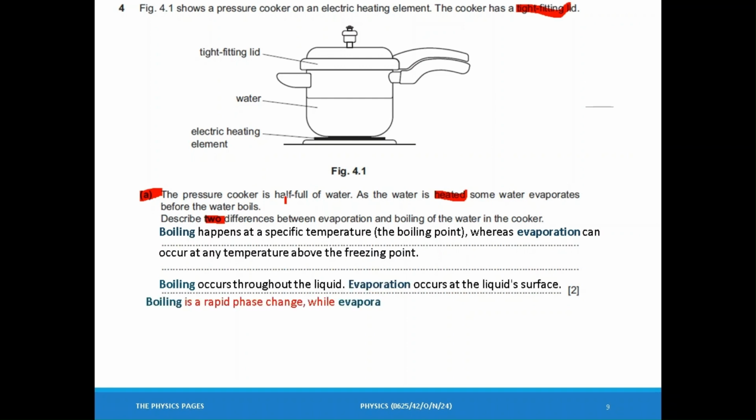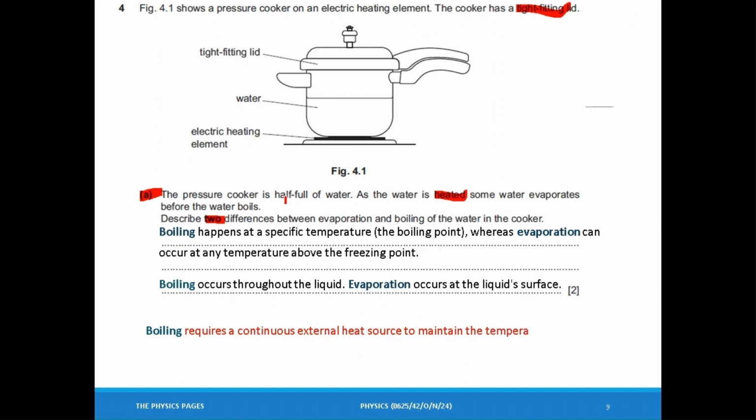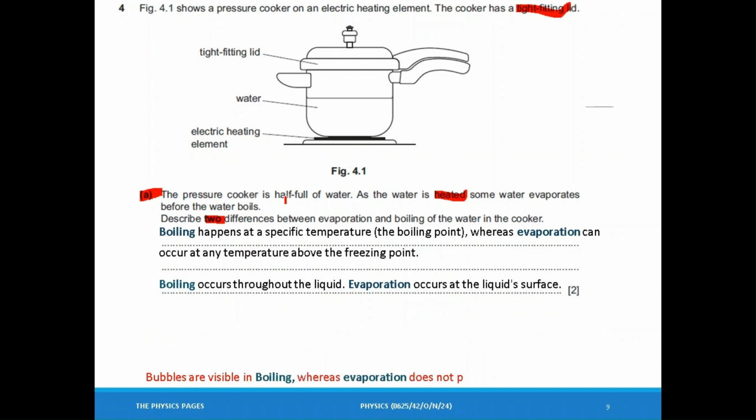There are some other differences, like boiling is a rapid phase change, while evaporation is a slower process. Boiling requires a continuous external heat source to maintain the temperature and phase change, while evaporation can occur using the internal energy of the liquid. Bubbles are visible in boiling, whereas evaporation does not produce visible bubbles.